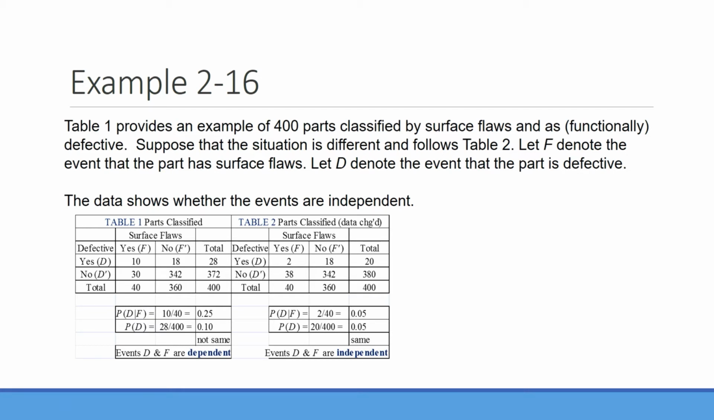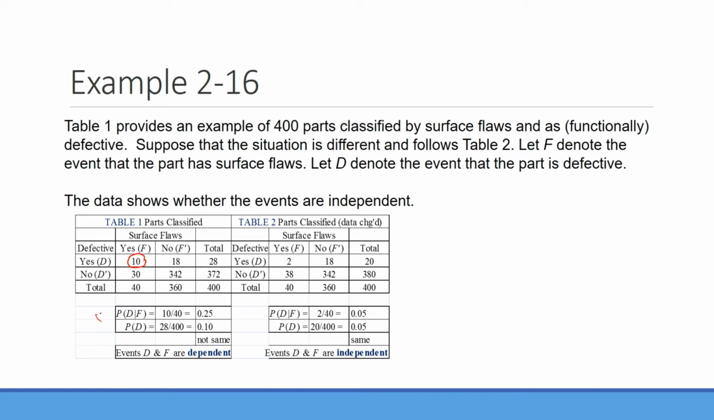Okay, so let's take a look at Table 1 for a second. We see a little contingency table which is classifying these parts as having surface flaws and/or being defective or not defective. So just to explain it really quickly, this first box right here with the 10 that I just circled, what that means is that the part has surface flaws and is defective. So both of those are happening. And then we have various combinations there.